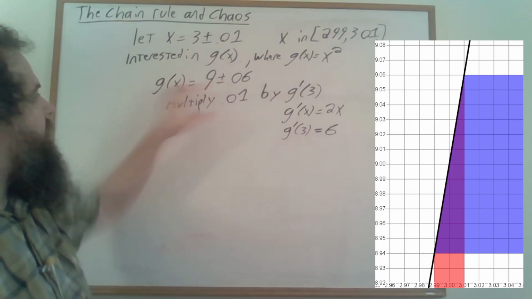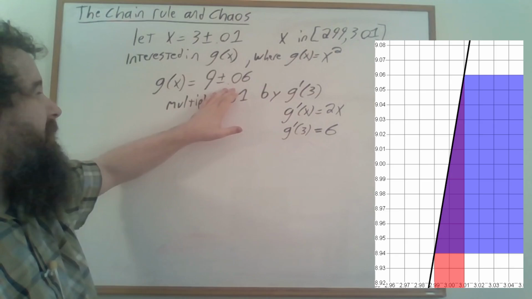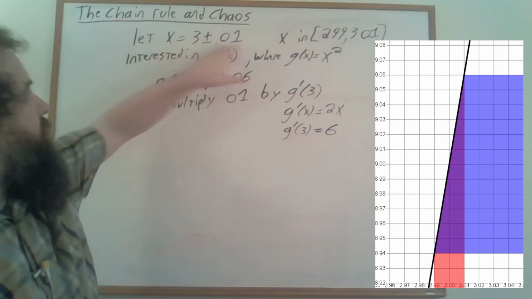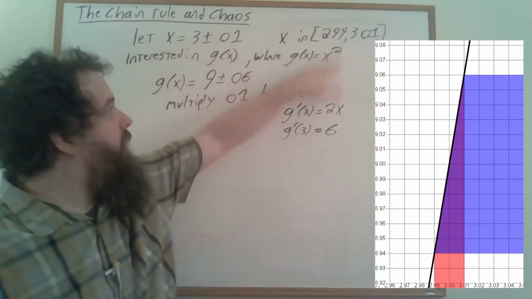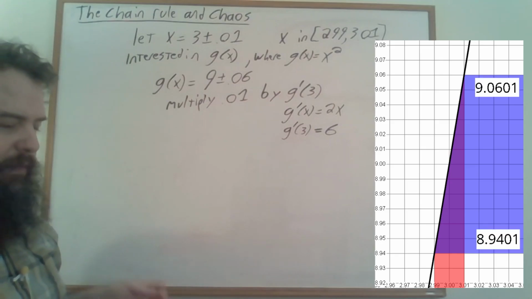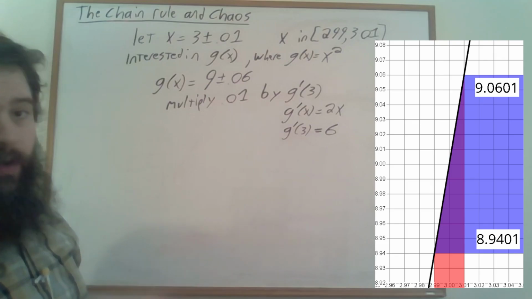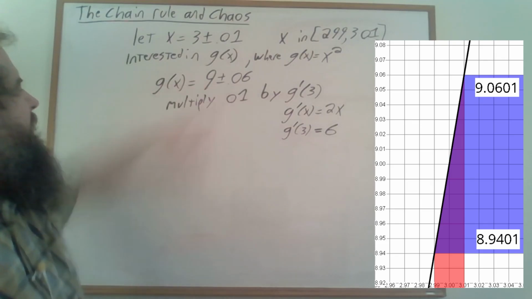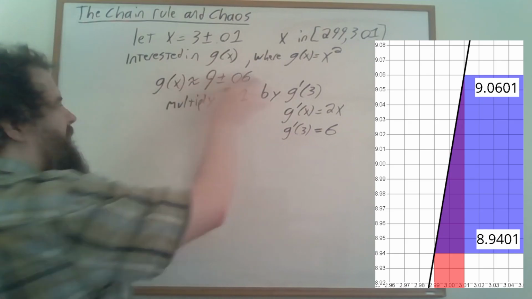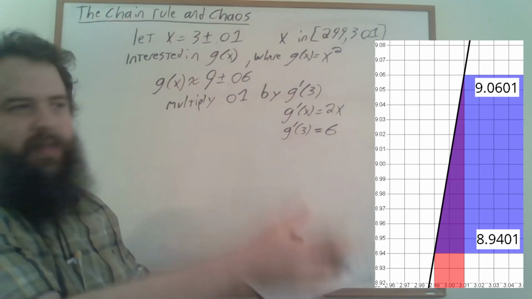In particular, this here says that g of x should be between 8.94 and 9.06, and actually, if we're looking at this particular range, and we take all these values and we square them, that's actually going to be 8.9401 to 9.0601. So this here is actually just an estimate, and we're off by only 1/10,000th, so that's fine.